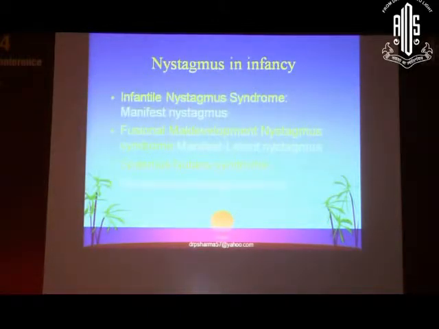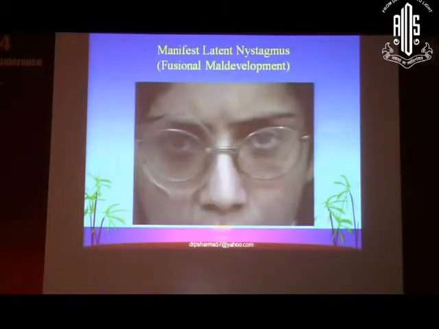The 4 types of nystagmus that we mostly deal with in children, particularly in infancy, are the infantile nystagmus syndrome, which is the most common. About 80 to 90% of cases will be in this category. Then we have the fusional maldevelopment nystagmus or the manifest latent nystagmus, in cases which have squint; about 90% of cases have squint. This would be the nystagmus that we deal with. Then there is a smaller segment of spasmus nutans syndrome and the nystagmus blockade syndrome.